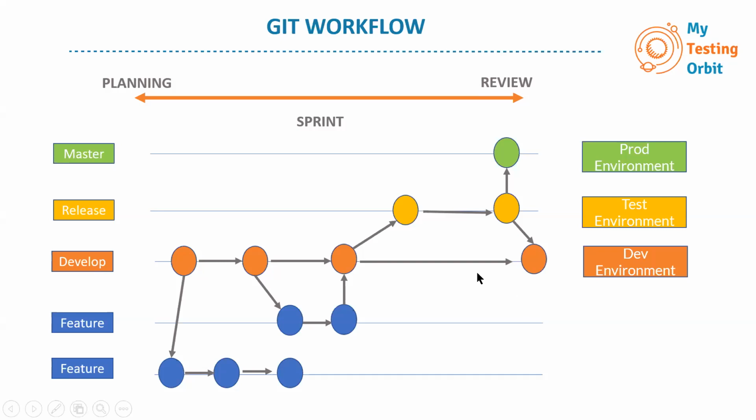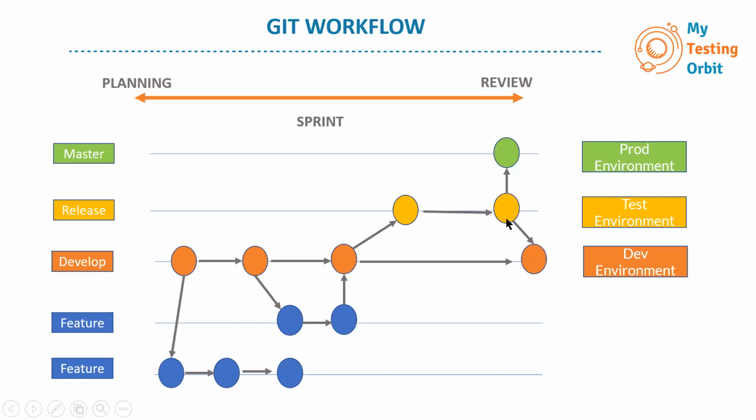Then when this is done and the number of features are ready to be deployed for testing, we have to move it to the test environment. Our test environment is basically mapped with the release branch. So this is the release branch where it is deployed for testing. This is the place where we as testers will do all of our testing. And at the back end, it's mapped with the test environment and the test database.